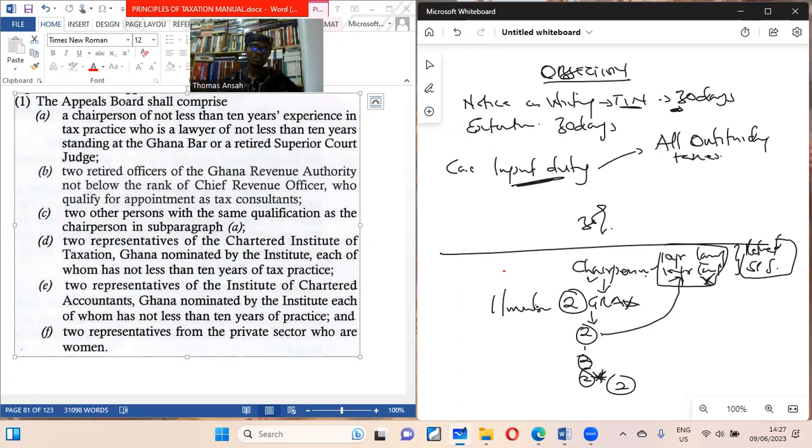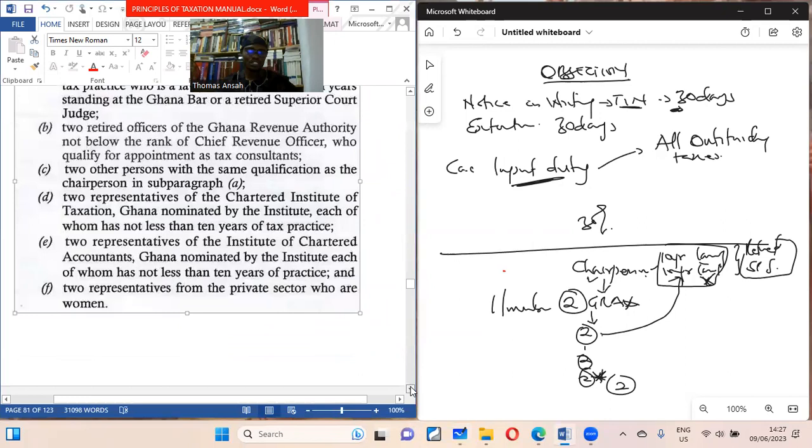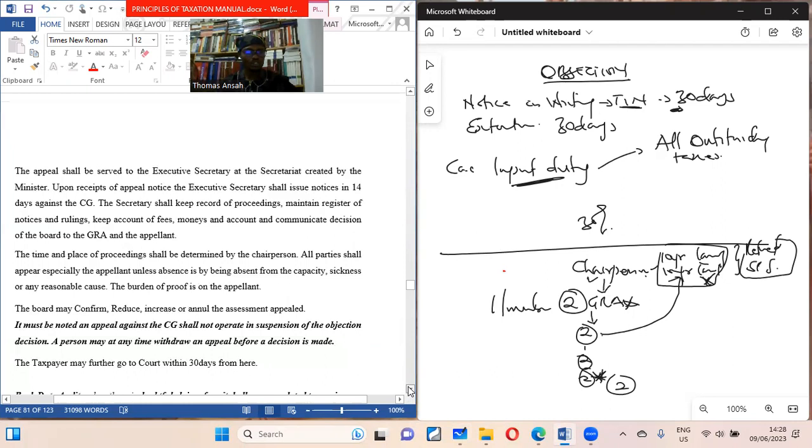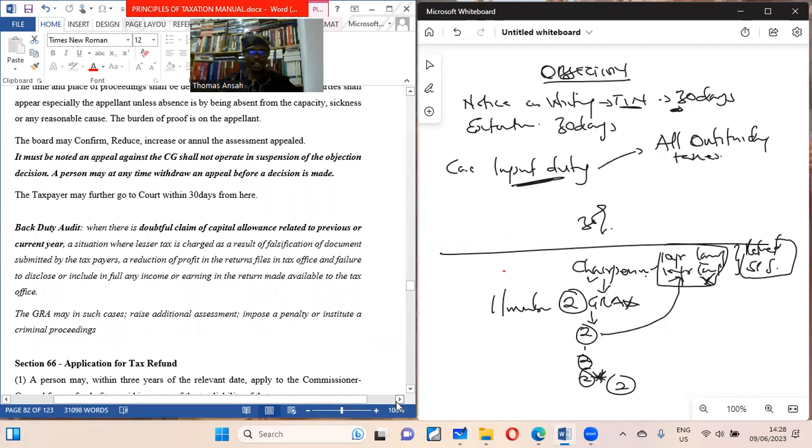And to get to the chairperson, you have to pass through the executive secretary. All right, so that is that. You have to pass through the executive secretary who takes all your information. And the burden of proof is on the taxpayer. You are supposed to prove that the Commissioner General is doing something that you think is not in the scope of the law. All right, so that is that.